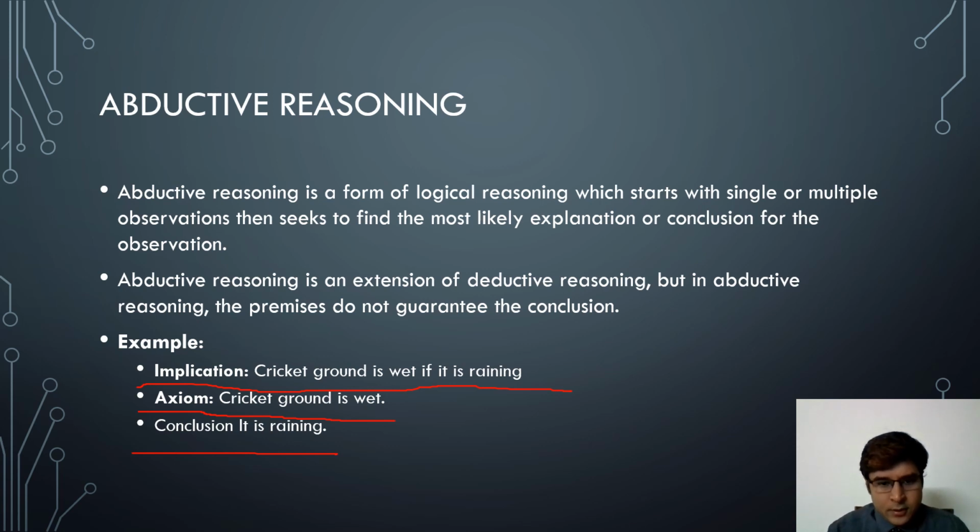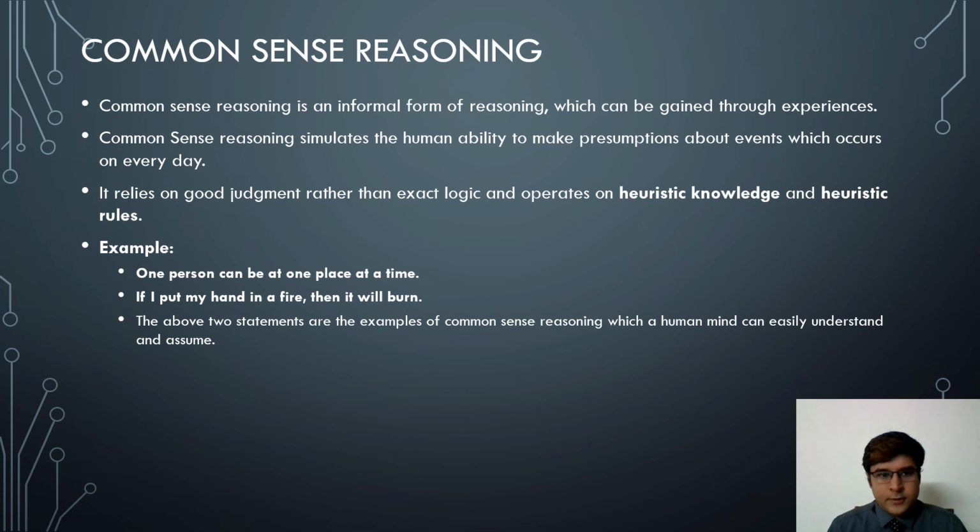So here the implication is cricket ground is wet if it is raining, and it is known that the cricket ground is wet. So we derive at the conclusion it is raining. But the conclusion may not be true based on these two statements. And so this is a part of deductive reasoning, but in this the conclusion may or may not be true. Next we see common sense reasoning.